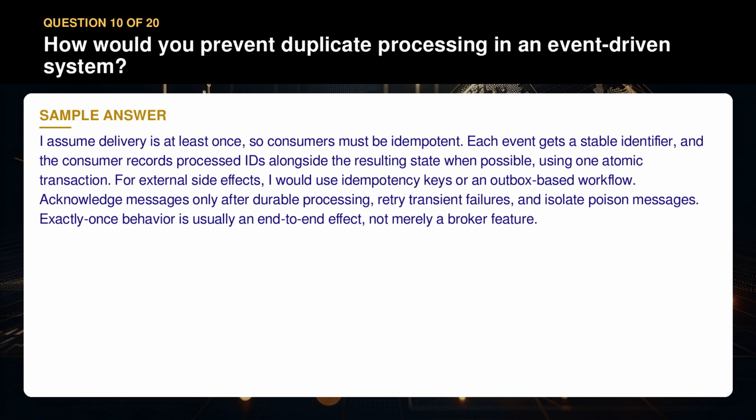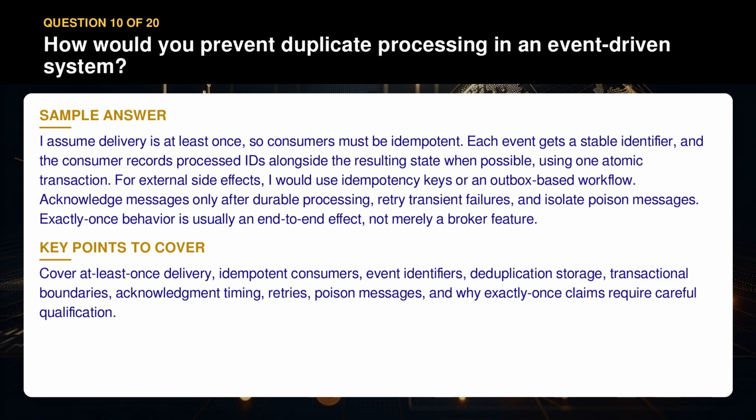Acknowledge messages only after durable processing, retry transient failures, and isolate poison messages. Exactly once behavior is usually an end-to-end effect, not merely a broker feature. Cover at least once delivery, idempotent consumers, event identifiers, deduplication storage, transactional boundaries, acknowledgement timing, retries, poison messages, and why exactly once claims require careful qualification.